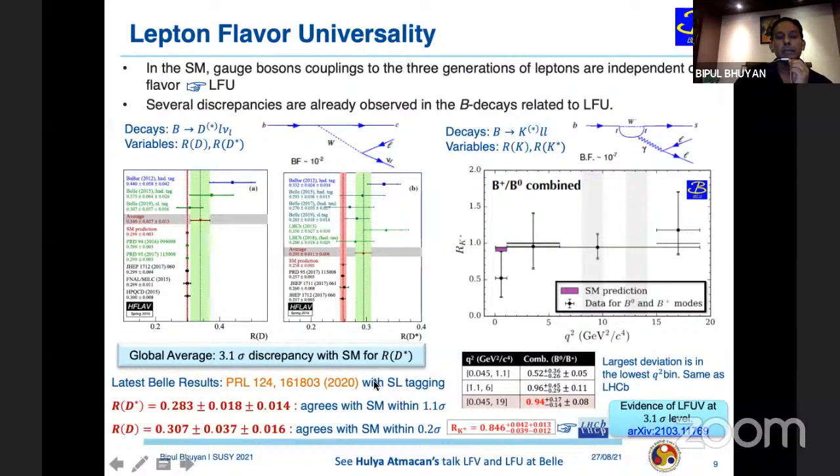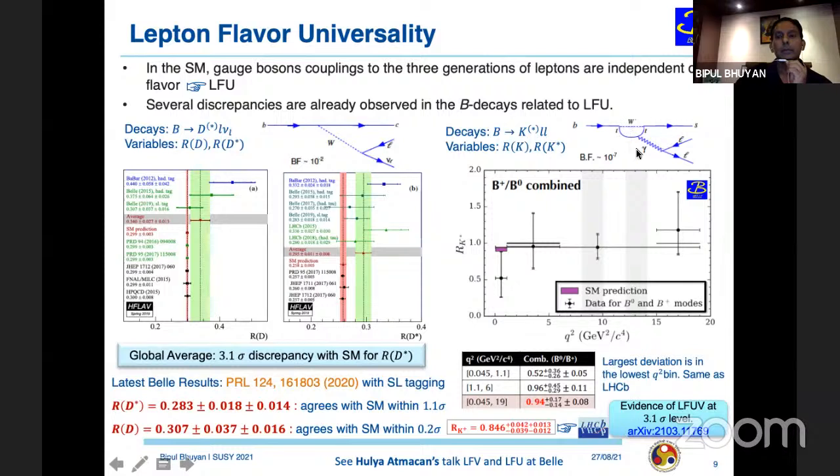Now, Belle has recently come up with a new result, which was published in 2020 using semileptonic tagging. Here, RD star and RD both agree with the Standard Model. For example, RD star agrees with the Standard Model within 1.1 sigma, whereas RD agrees with the Standard Model within 0.2 sigma. But the global average still, the discrepancy remains. I think that's something that we still need to study in more detail in case of Belle II and of course at LHCb.